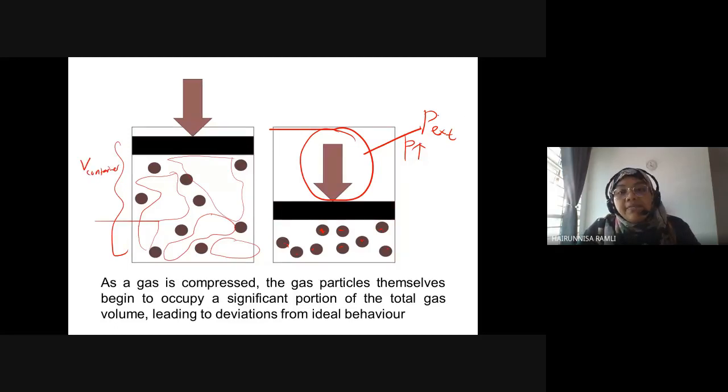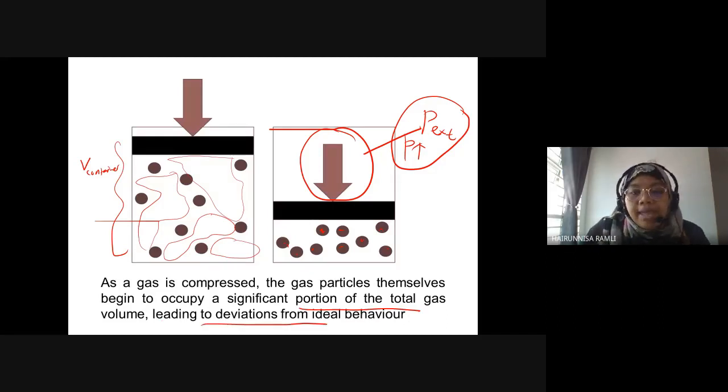Okay, but if we apply high pressure for this. So now dia dah jadi significant. So that's why significant portion of the total gas leading deviation from the ideal behavior.